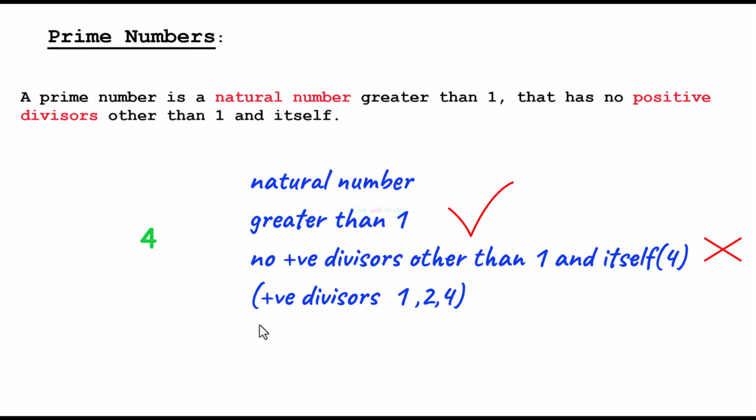But 4 is not a prime number because 4 has a positive divisor other than 1 and 4, that is 2. 4 is a natural number, it is greater than 1, but has a positive divisor other than 1 and 4, so it is not a prime number. 10 is also not a prime number because 10 has other positive divisors other than 1 and itself.